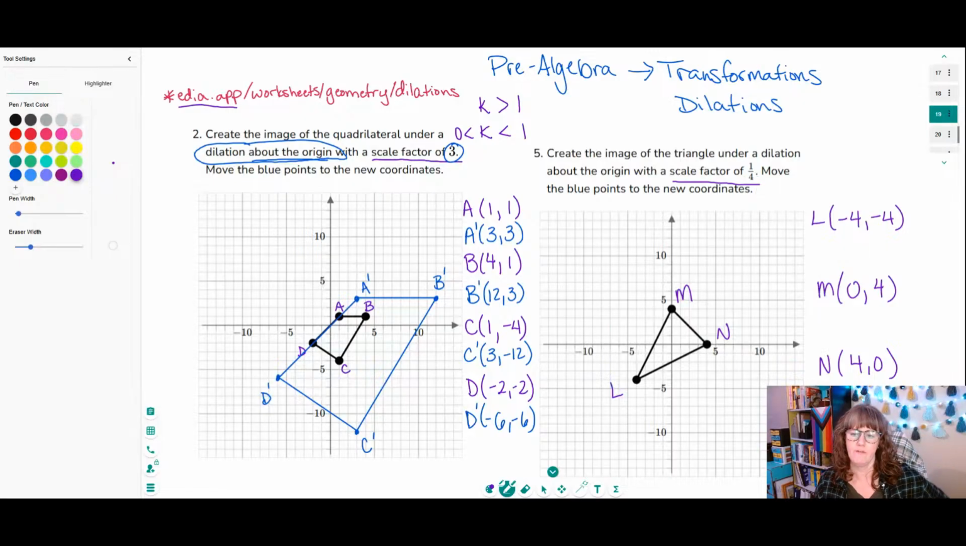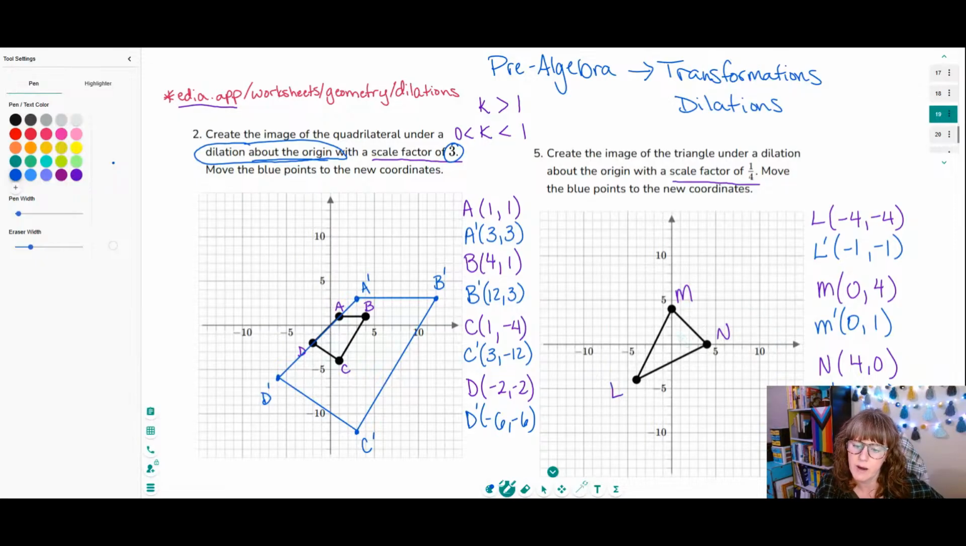Okay, great. All right, so again, we're just going to multiply. Whenever you have a fraction that has a 1 in the numerator, another way to think of it is that you can just divide by the denominator. That's what I'm going to be thinking when I'm calculating these: these numbers divided by 4. So L prime, -4 divided by 4 gives us -1. M prime, 0 divided by 4 is still just 0. And then 4 divided by 4 is 1. And then N prime, 4 divided by 4 is 1, and then 0.